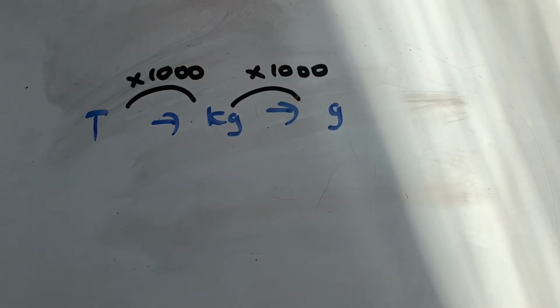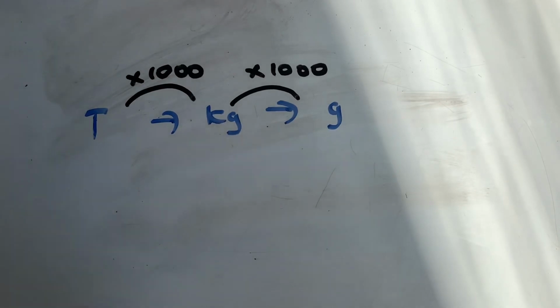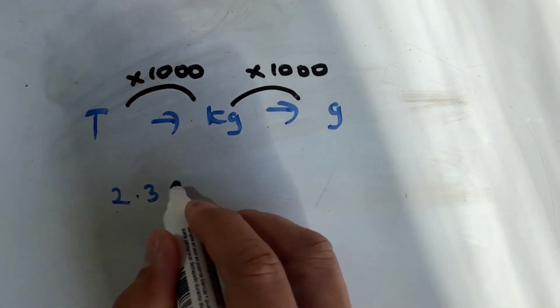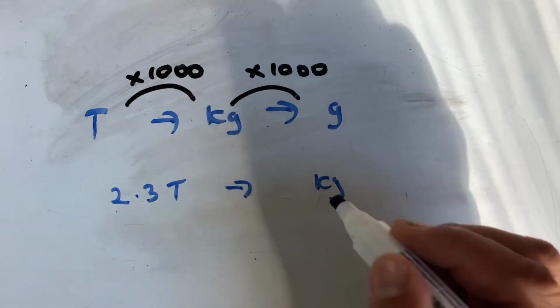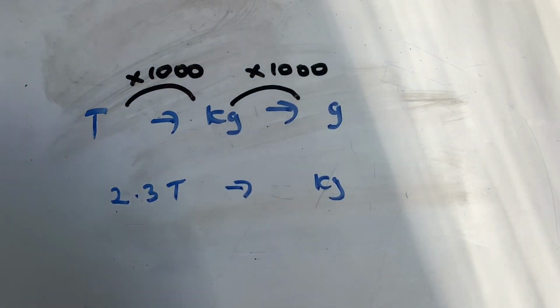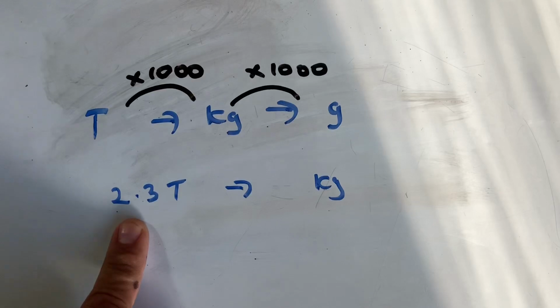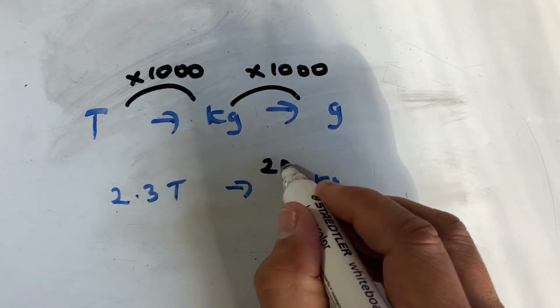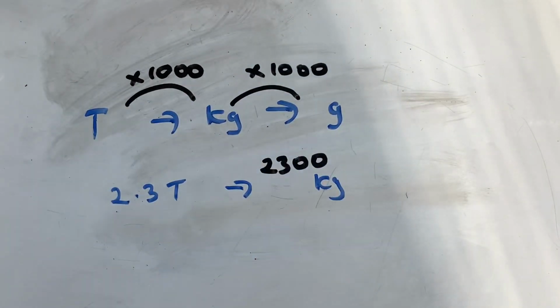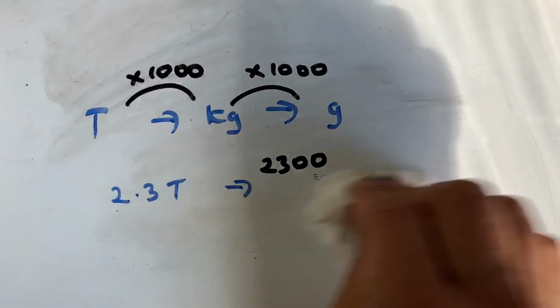Okay? So for example, if I have 2.3 tons, I want to convert to kilogram. So what you do? Very simple. You just take 2.3 tons and multiply by 1,000, and that will give you a total of 2,300 kilograms. So, okay, now we do a more complicated question.